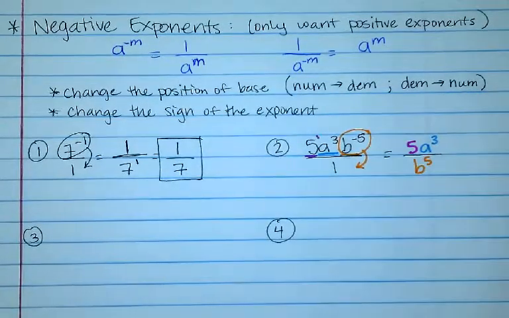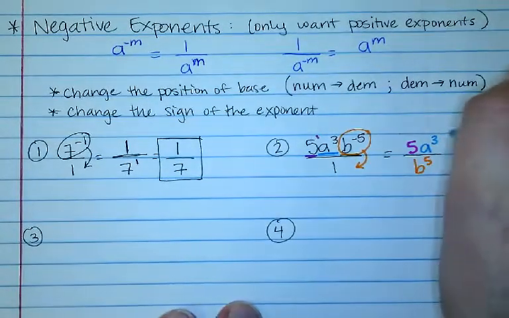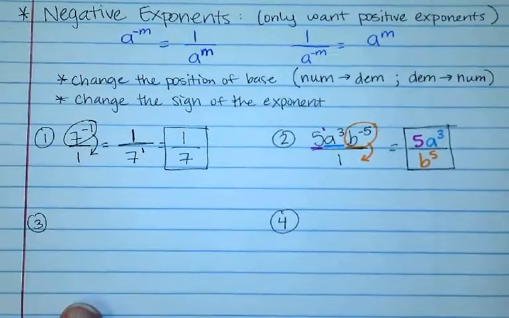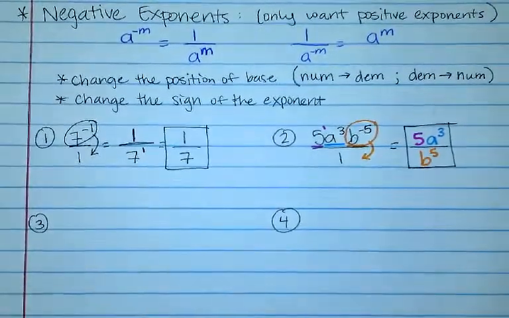So what we have is 5a cubed over b to the 5th. Are you guys comfortable with that? All we're doing is, if it's a negative exponent, it just changes floors. It goes from the numerator to the denominator or the denominator to the numerator. All right, let's take a look at another one here.